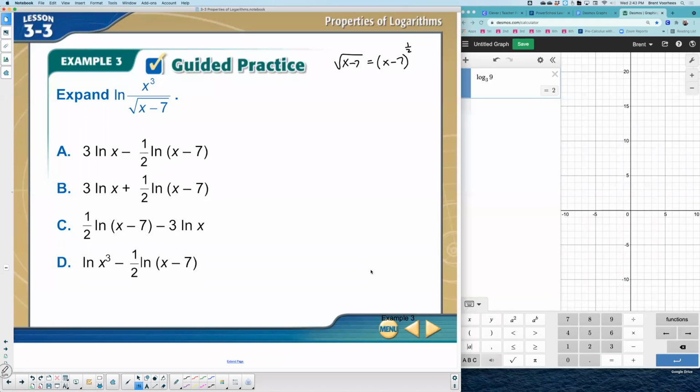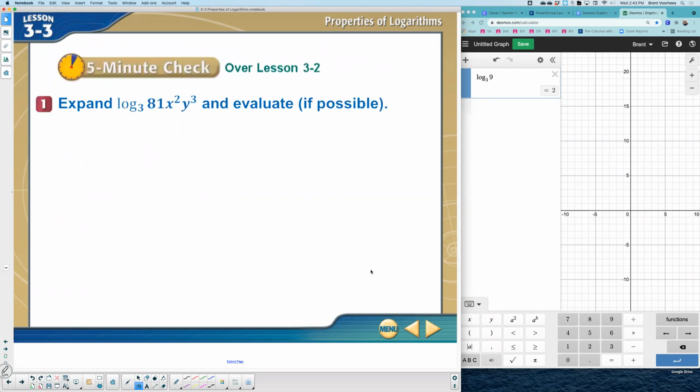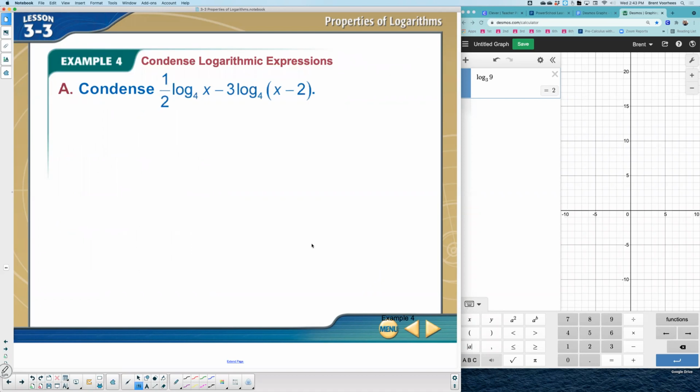All right, now it's time to flip the process. What we've been doing today is expanding so far: expand, expand, expand. This time I'm going to give you something expanded, and we are going to condense it. Let's take a look now at example 4. We're going to condense this logarithm.